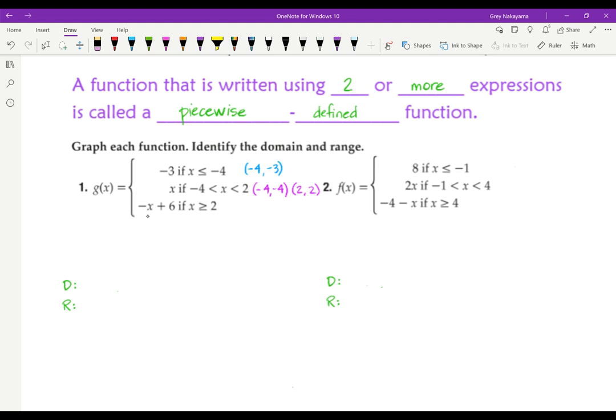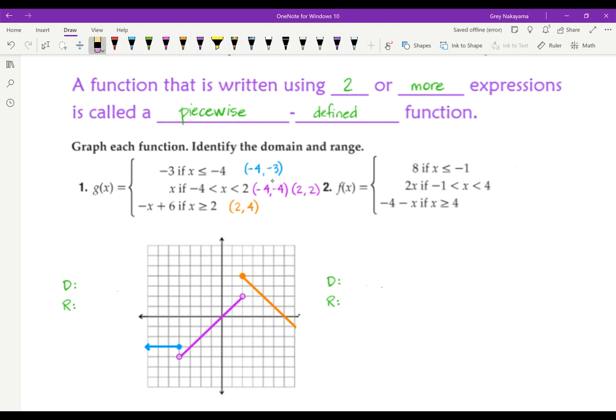Okay, and then I have this one, negative x plus 6 for x greater than or equal to 2. And so when I plug in 2 into this expression, negative 2 plus 6 is 4. So those points are going to be the endpoints of segments or rays on my graph. The other thing you have to pay attention to is if it's equal to, then this point will be filled in. If it's not equal to, these points will be an open circle, and this point here will be a closed circle. So I'm going to go ahead and graph it just to show you, okay?